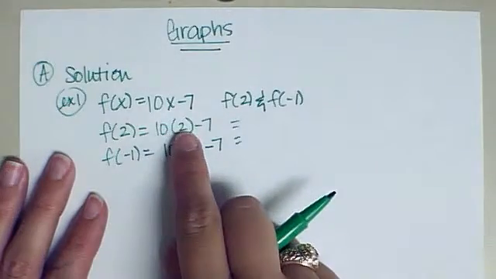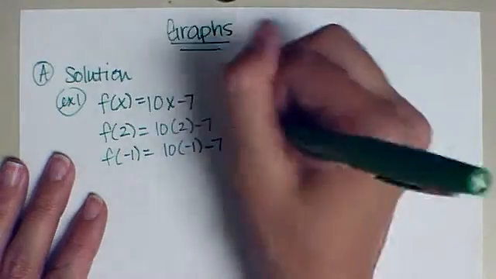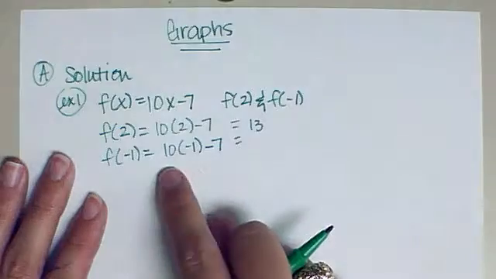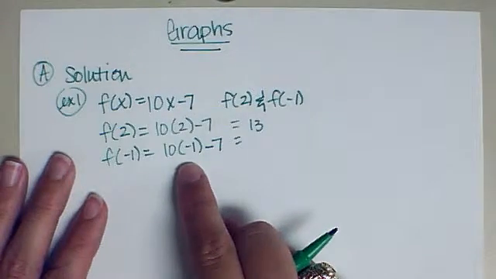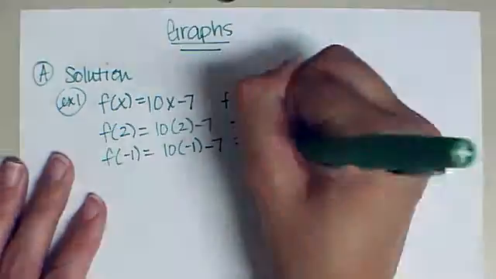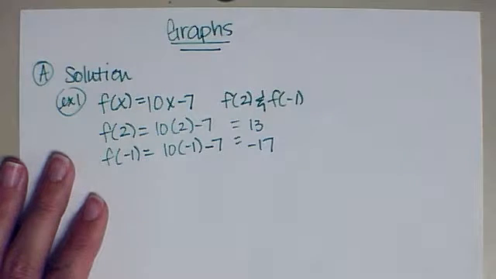On the first one, 10 times 2 is 20, 20 minus 7 is 13. On the second, 10 times negative 1 is negative 10, and negative 10 minus 7 is negative 17. And we're done. That's all that was required. I'm trying to think if there was something else I wanted to tell you.